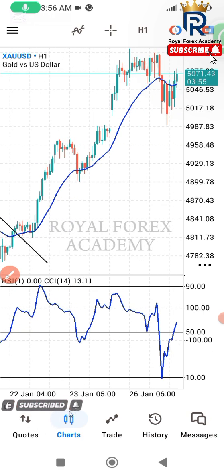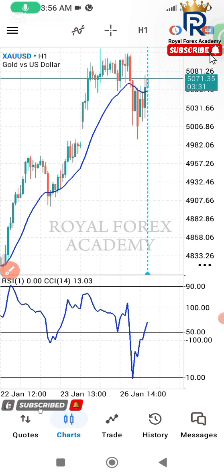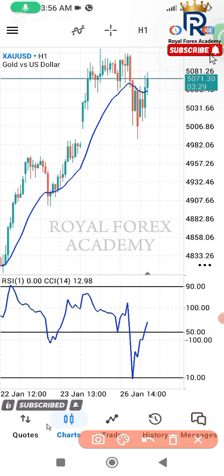Another time you had this pullback, and in this case be patient for price to close above the 20 level of the commodity channel index, with the 50 level, because this is a continuation. So price pulled back, you can see that sign there, and that is your trade entry, and it pulled to the upside.